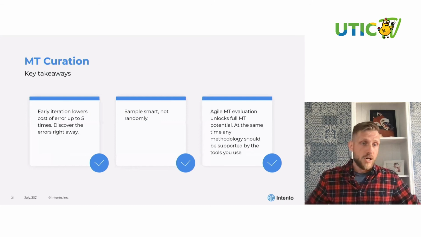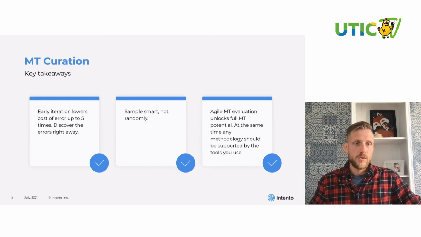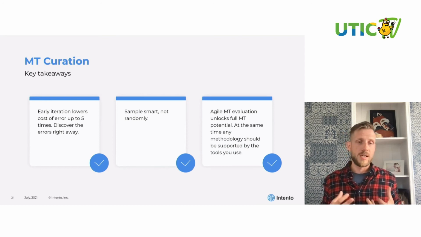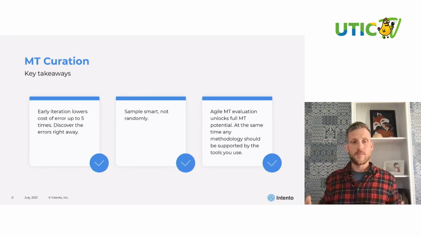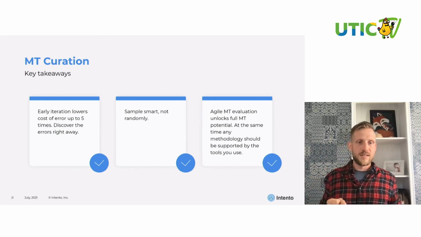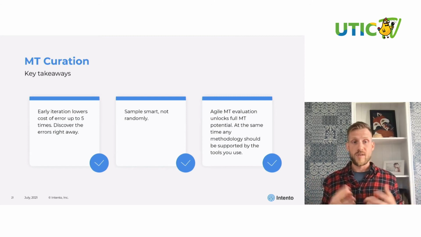And that is all. Before we proceed to questions, let me one more time go through the key takeaways I want you to have. First, do not go through MT evaluation from the start to the end of the waterfall, but after every small iteration, stop and make decisions. Second thing is sample smart, not randomly, because with random sampling you can miss very important parts and very important signals.